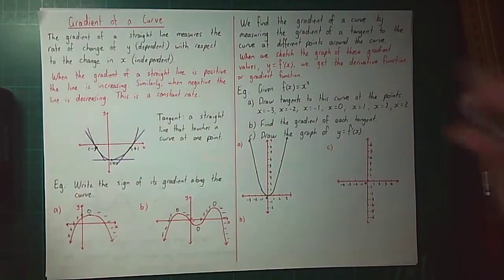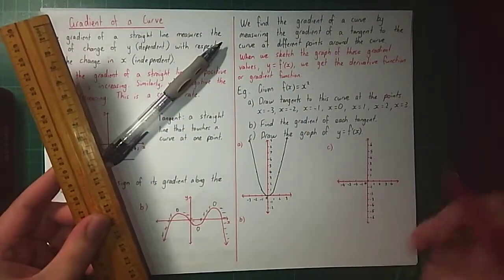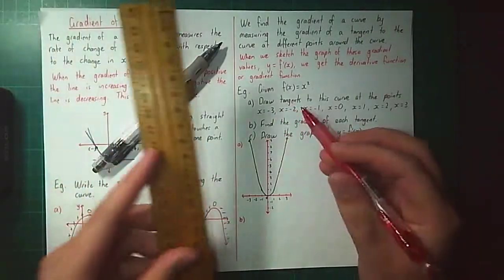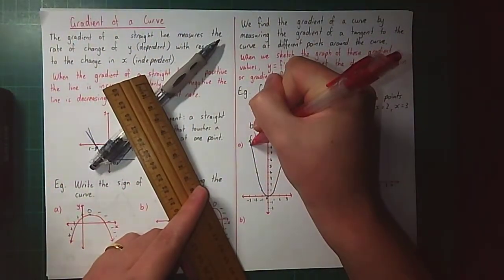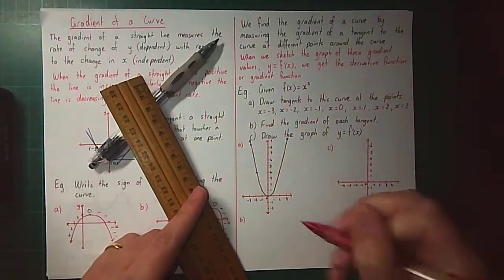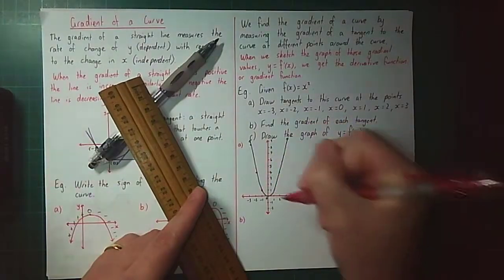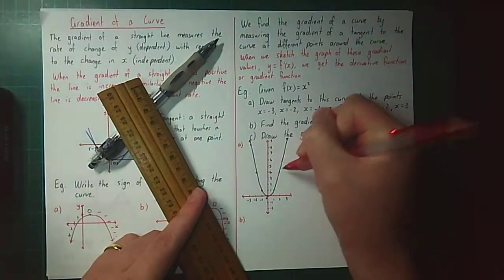First of all, it asks to draw tangents to the curve at those points. And we know that this here is the x-axis, and at x equals -3, this is -3, we're going to have a tangent at this point, -2, a tangent at this point, -1 a tangent at this point, 0 there, and so on.